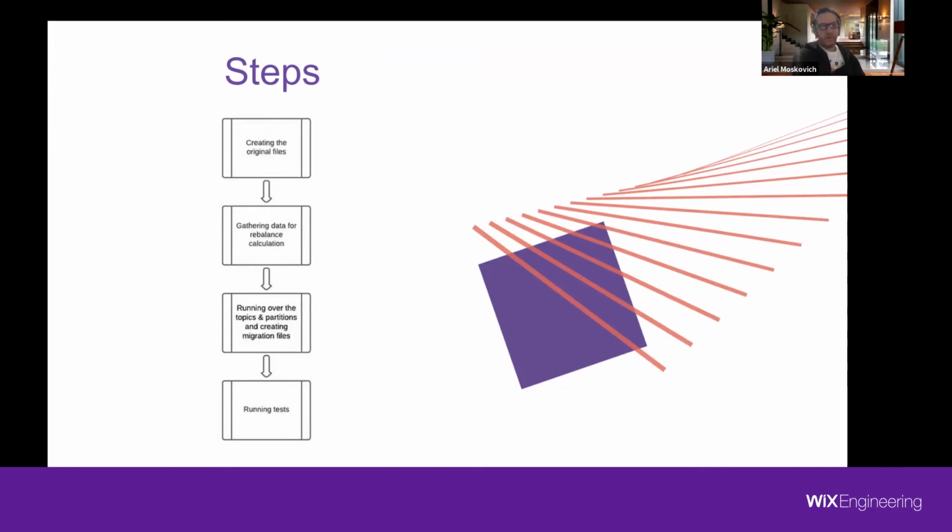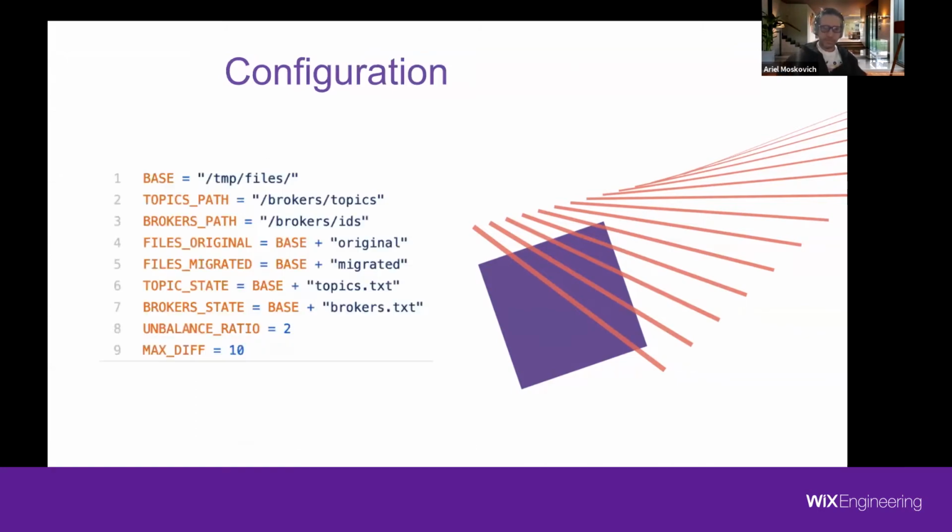And after I have those two sets of files, I will run tests to validate this process. And if everything passes, I will use those files in order to do the rebalance.